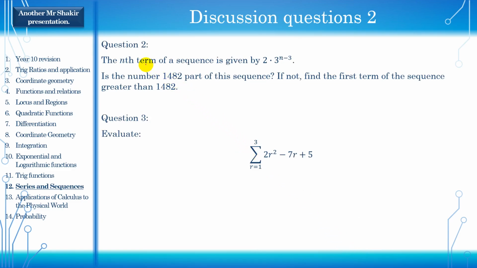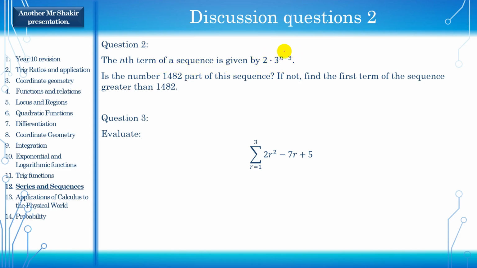Alright, question 2. The nth term of a sequence is given by 2 times 3 to the power of n minus 3. Now the question is, is the number 1482 part of the sequence? And if not, find the first term of the sequence greater than 1482. It looks scary, it's really not. We're just going to apply whatever we've learned to this.